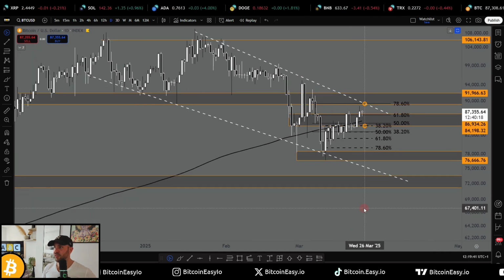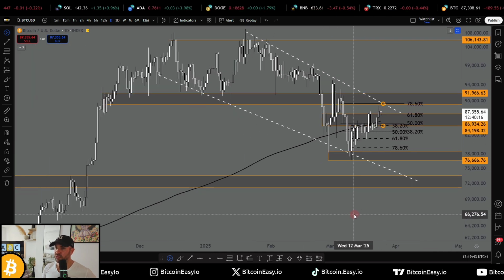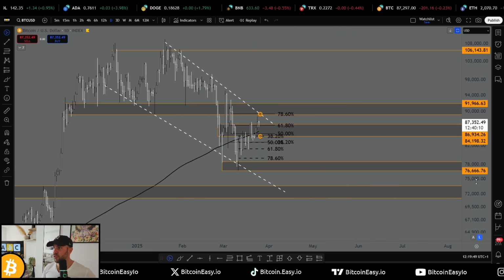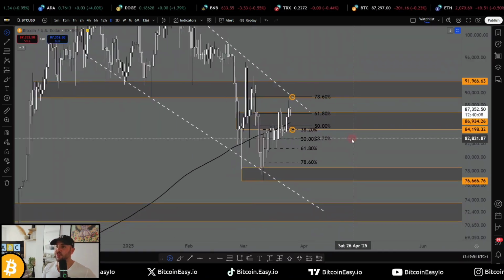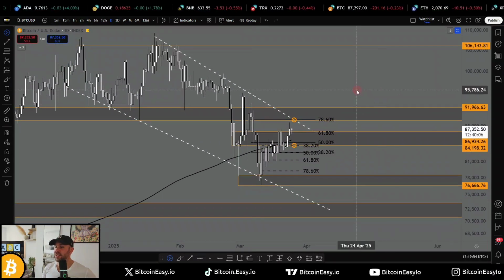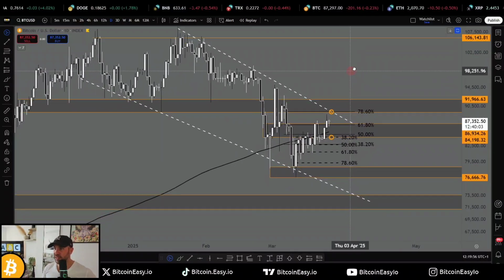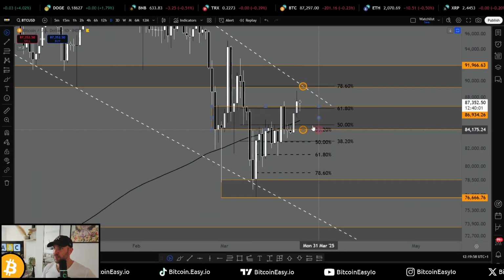74 to 72k, that then of course would turn into strong support and has a lot of confluence and different indicators supporting it over on the larger time frames that we will see in a second. So yeah guys, keep those numbers in mind here as well.